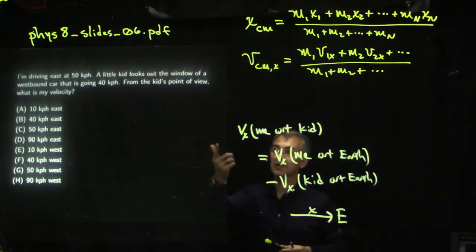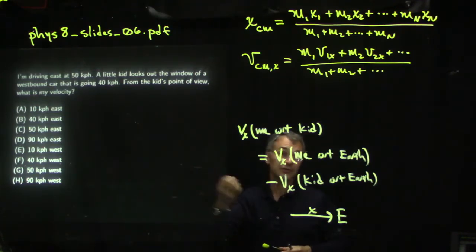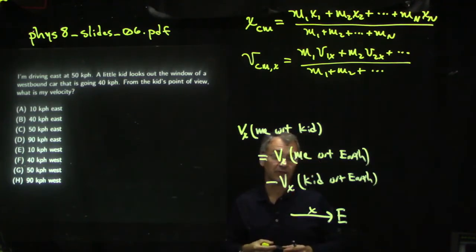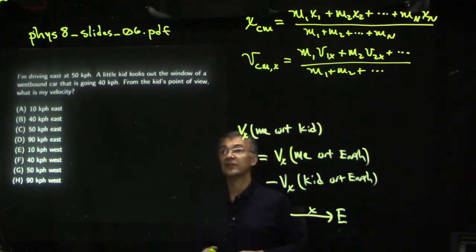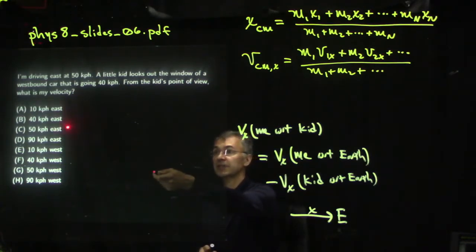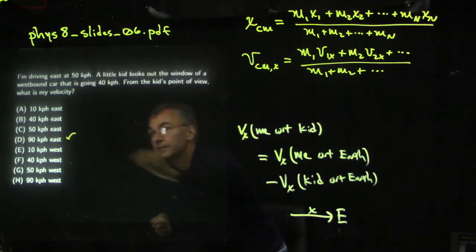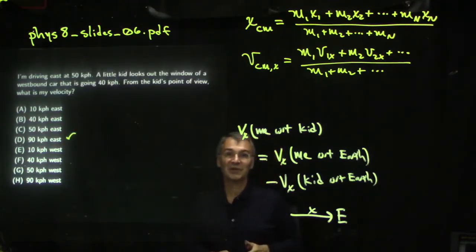So 40 kilometers per hour west is negative. That's in the negative x direction, right? So I have 50 minus negative 40, which is plus 90. So from the kid's point of view, my velocity with respect to the kid is 90 kilometers per hour to the east. So that's D, delta. That's pretty tricky. You might want to pause and make sure you understand that too.